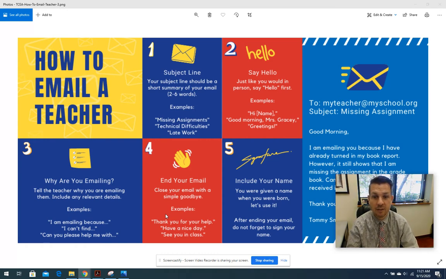And then at the end of the email, you're going to definitely want to put a closing, something like thank you, or have a good day, or see you soon, or I look forward to hearing from you, something like that. So in your why, be very specific. I need help with this. I have this question. And then say thank you or something like that in your closing.